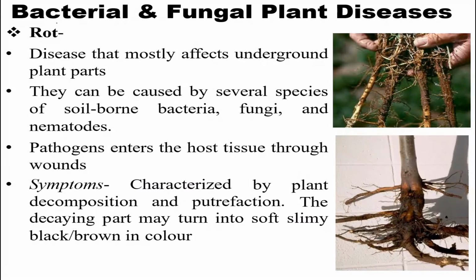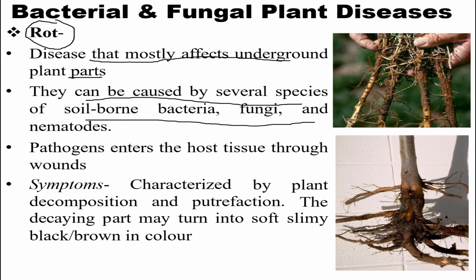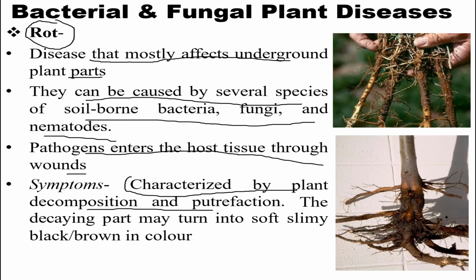With this, the next disease that we have here is rot. This is a disease that mostly affects underground plant parts, and it can be caused by several species of soil-borne bacteria, fungi, and nematodes. The pathogens enter the host tissue through wounds. Some of the symptoms are plant decomposition and putrefaction. The decaying part may turn soft, slimy, black, or brown in color.